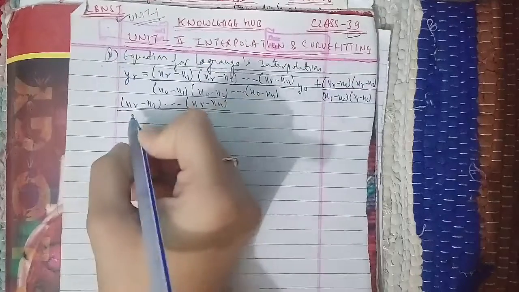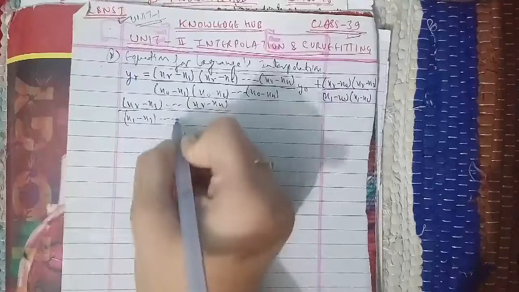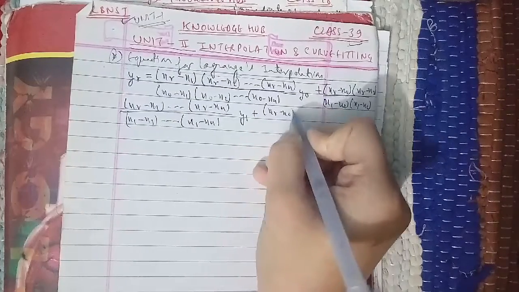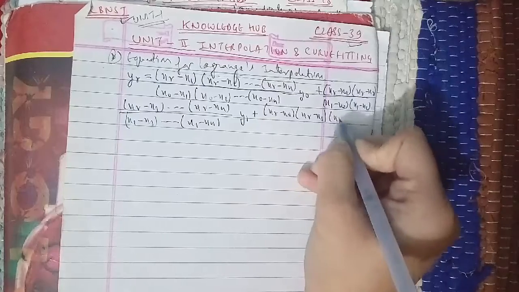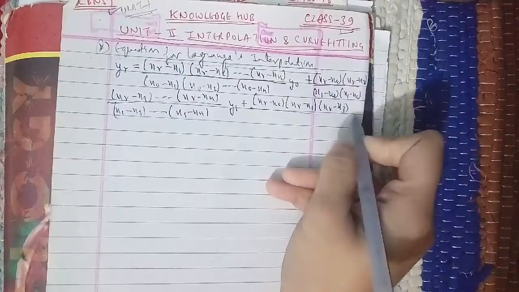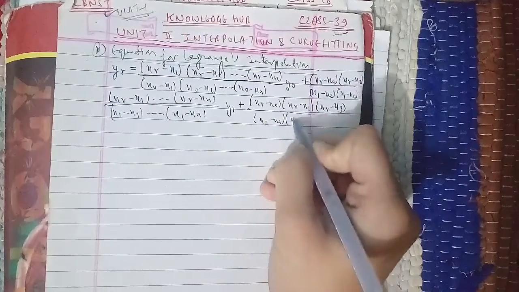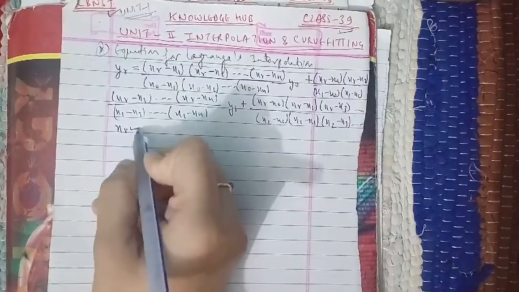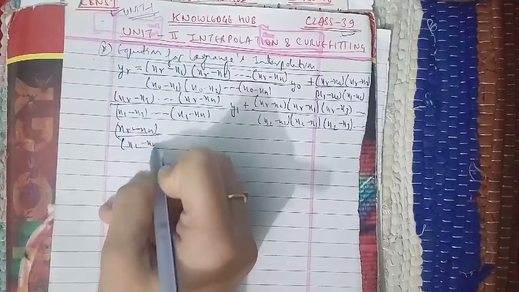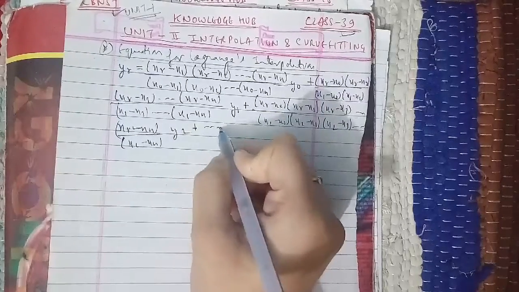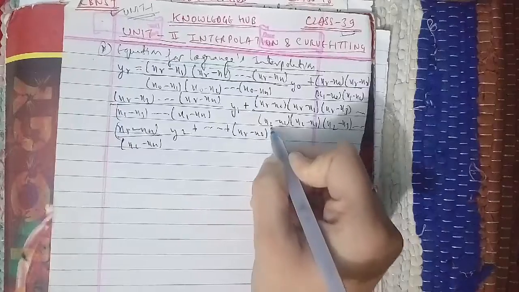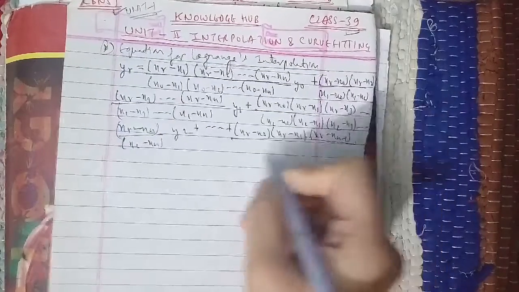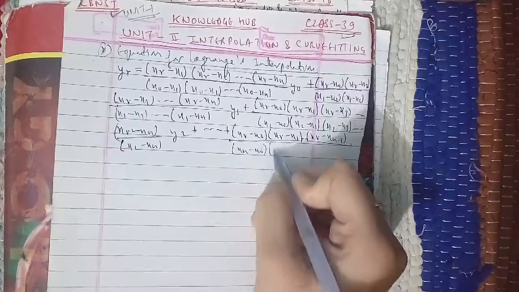and x1 minus xn, which is multiplied by y1, plus xr minus x0, xr minus x1, xr minus x3, whole upon x2 minus x0, x2 minus x1 and x2 minus x3, and so on till xr minus xn upon x2 minus xn, which is for y2, plus and so on, up to xr minus x0, xr minus x1 till xr minus xn minus 1 upon xn minus x0, xn minus x1 till xn minus xn minus 1. This is the equation for Lagrange's interpolation that we had to discuss here.